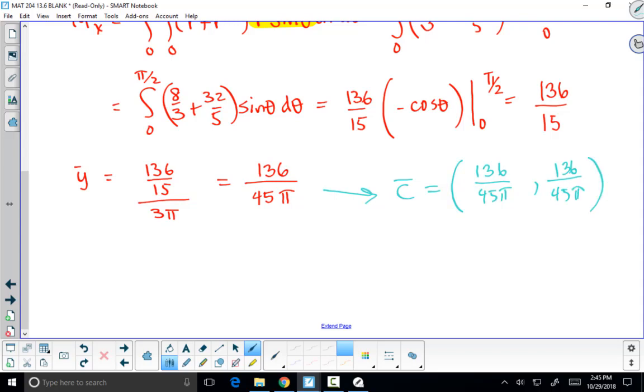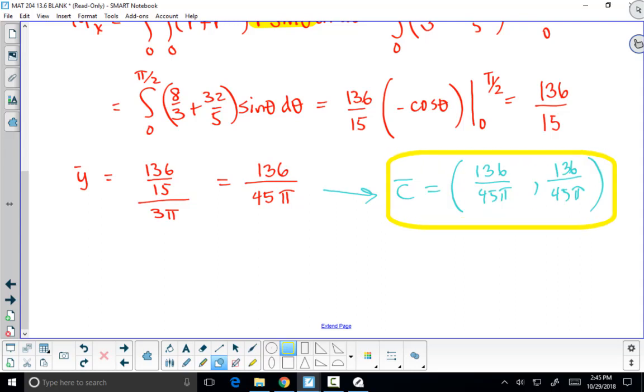On my MyMathLab, will they ask for that as like an exact form? Yeah, they'll ask for it as like an ordered pair. Yes. I can't think of the word right now. Ordered pair. My mind's kind of blown. What was the mass? It was 3 pi? Mass was 3 pi.